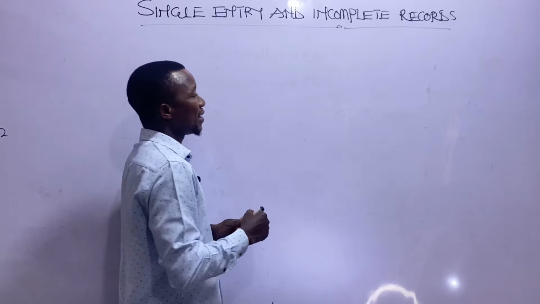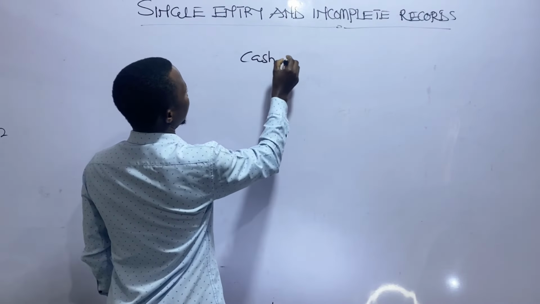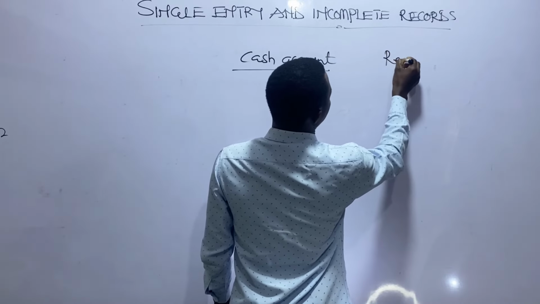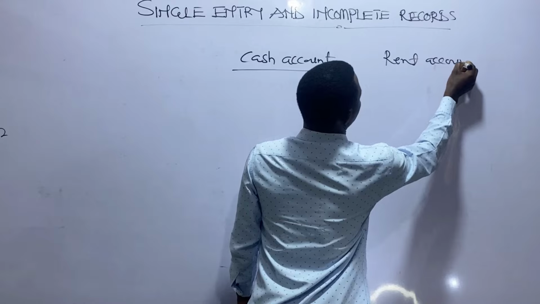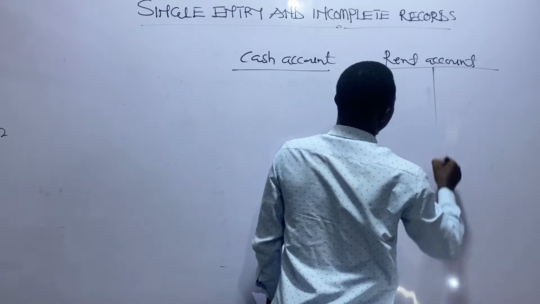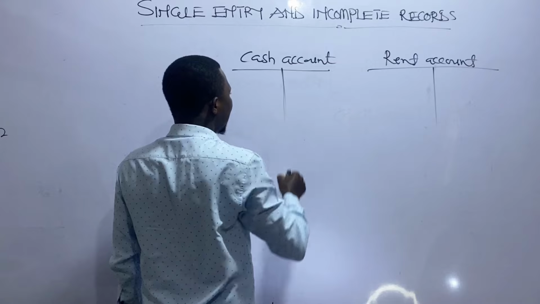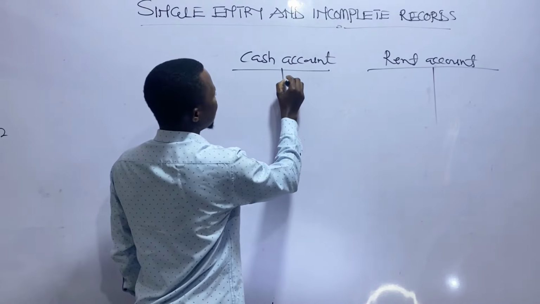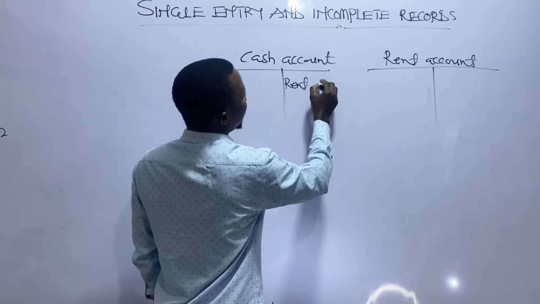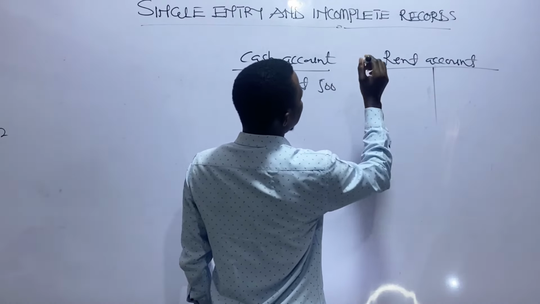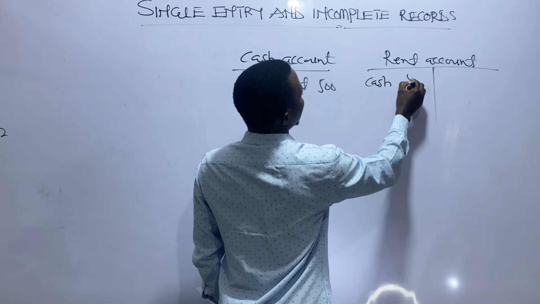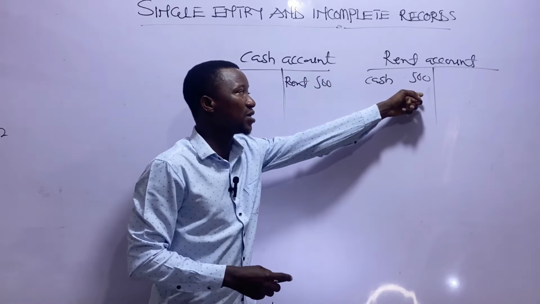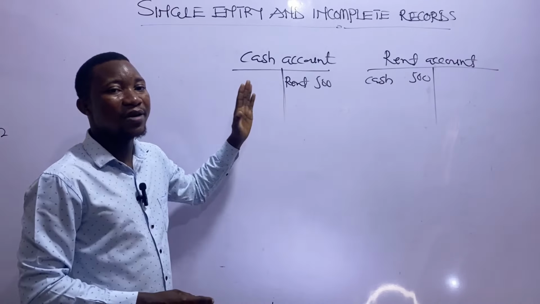The double entry principle is saying that we must have the cash account, then we must open the rent account. Every business transaction, we must record it in two different sets of accounts. So let's say the amount is 500 cedis. Because we are paying rent by cash, we have to credit this cash account in the name of rent, let's say 500. Then we debit rent in the name of cash, also 500, to complete the double entry. Meaning that for every credit entry, there must be a corresponding debit entry in another account. This is what the double entry is saying.